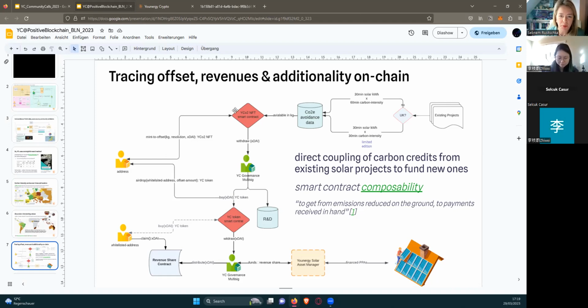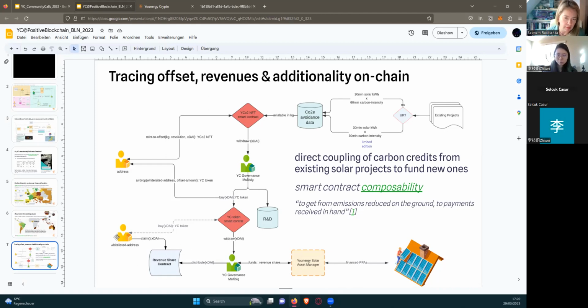So this is what we've put together in the YCO2 contract, and the revenues from those offsets go into the multi-sig. They are used to make this protocol improved and better usable, but what we don't use goes into actually funding more solar, and we do this also through the YC token smart contract. So this YC token handles XDAI coming in, and that XDAI goes to funding more solar. The revenue shares from newly funded solar go back to the governance multi-sig, and that gets distributed to YC token holders through the revenue share contract.